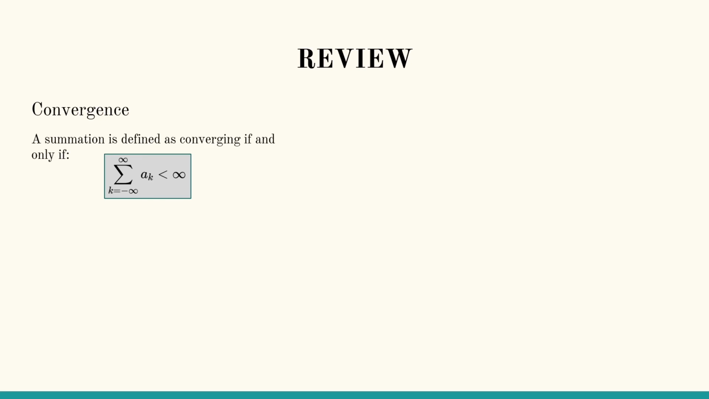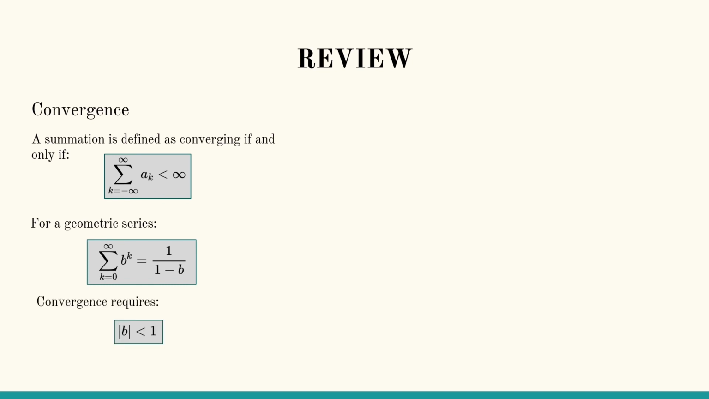For all summations, we can say that it converges if and only if the result of the summation is less than infinity. Since we can represent some important transforms as geometric series, we can show that the sum can be written in closed form as 1 over 1 minus the expression we are summing over. This expression may only be used when the convergence condition is met, which is when the magnitude of b is less than 1.